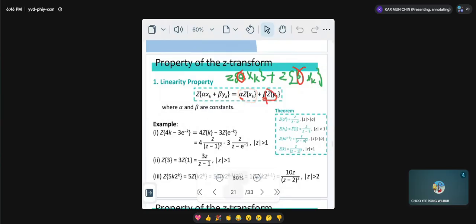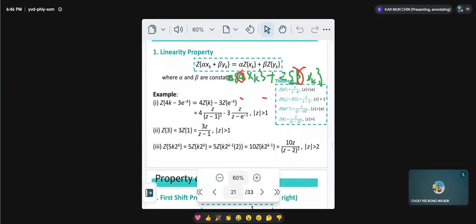Okay, so when you separate them into two terms, what is so good about this? You can do the Z transform individually, because you have simplified it. Where a and b are constants, they're just the coefficients, so you can just take them out. Then we look at the examples here.